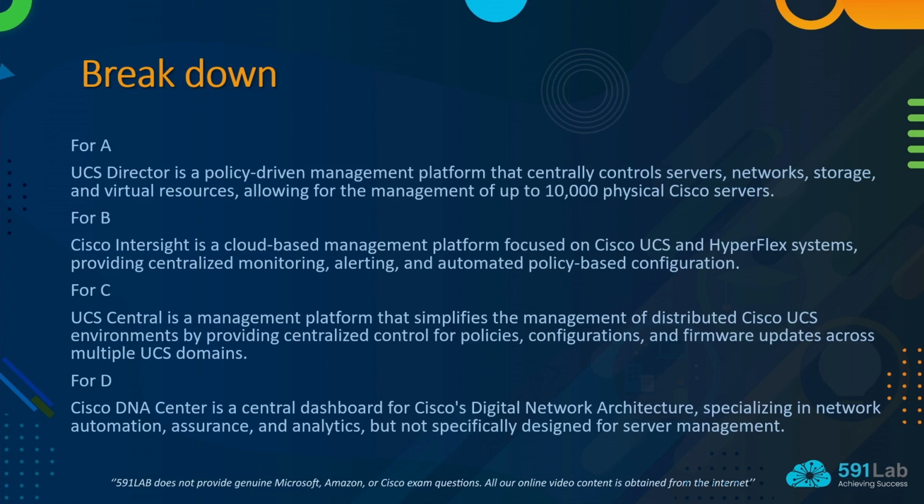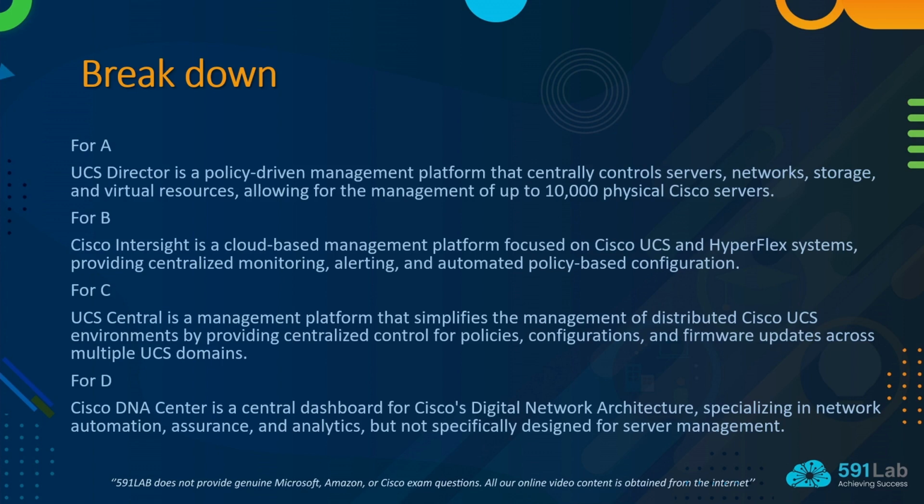For option C, Cisco UCS Central is the management platform that provides centralized management for multiple Cisco UCS domains. It is designed to simplify the management of a distributed Cisco UCS environment by allowing administrators to manage policies, configurations, and firmware updates across multiple UCS domains from a single interface. UCS Central is particularly useful in scenarios where organizations have multiple data centers with separated UCS deployments.